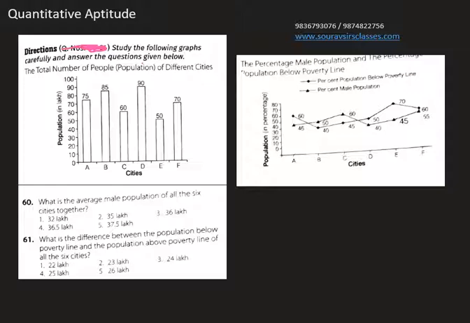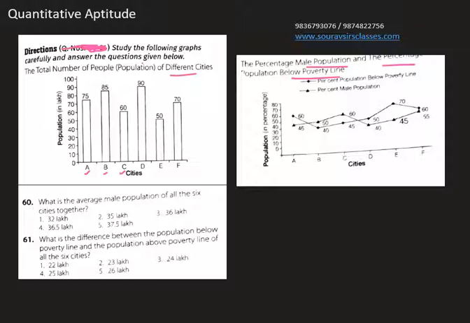Okay, here we are given two graphs denoting the total population of different cities, the percentage male population and the percentage population below poverty line. As we can see, for city A the population is 75 lakh, city B is 85 lakh, for city C it is 60, for D it is 90, for E 50 and F is 70.